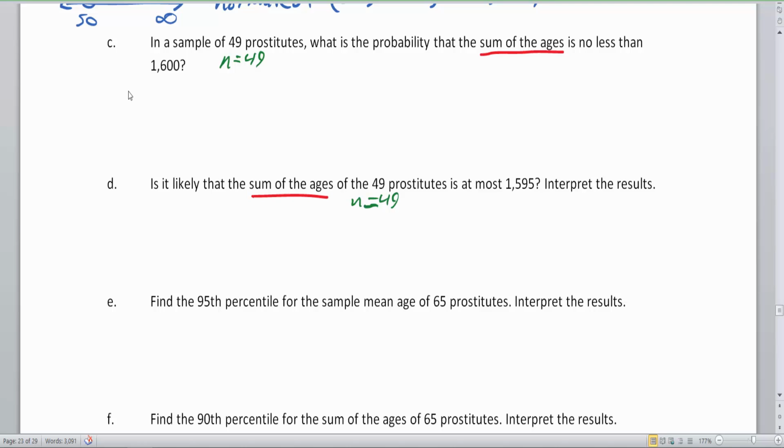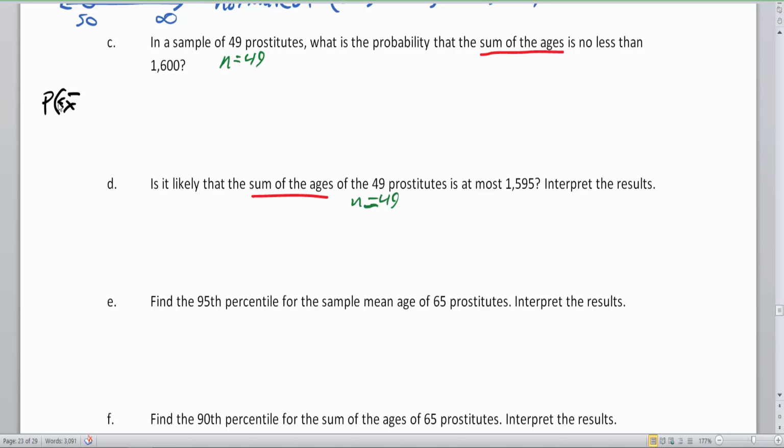So it says here in a sample of 49, what is the probability that the sum of the ages is no less than 1600? So the probability, and we are in this case looking at x bar, okay, but this is the x bar of this sum of that group right there. So, and again, I'm putting the sum symbol in there just as an indicator of what we're doing. This may not be the most accurate way to write this down, but I want you to be able to distinguish this by looking at the problem.